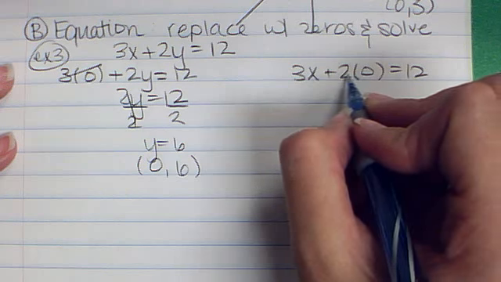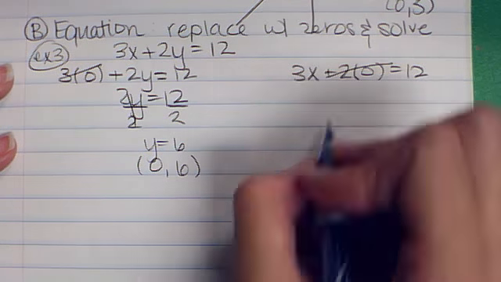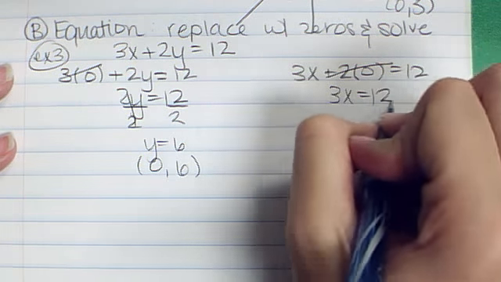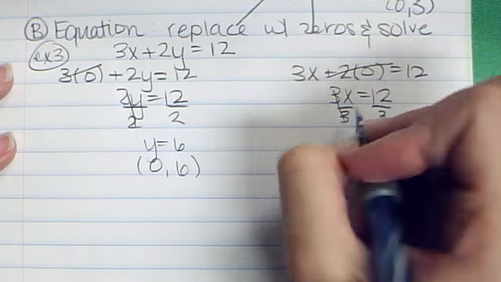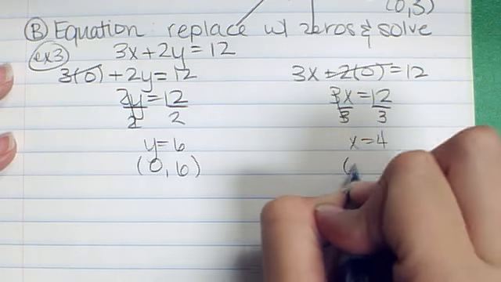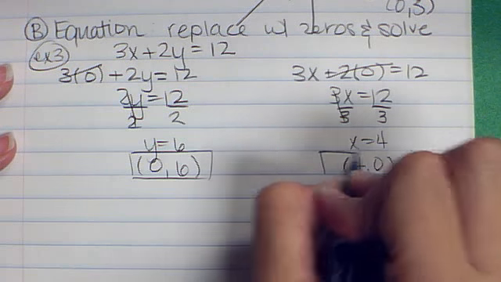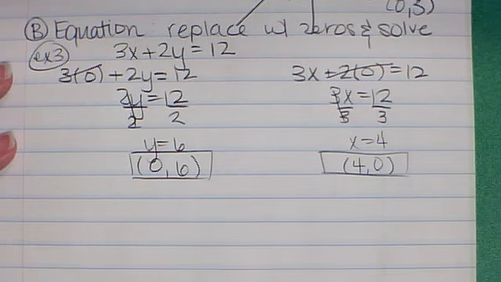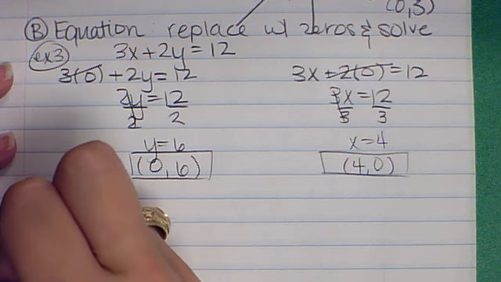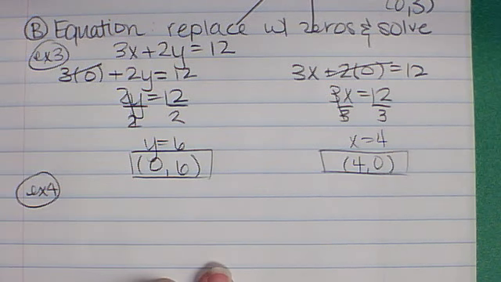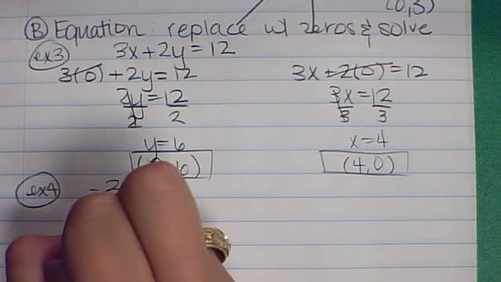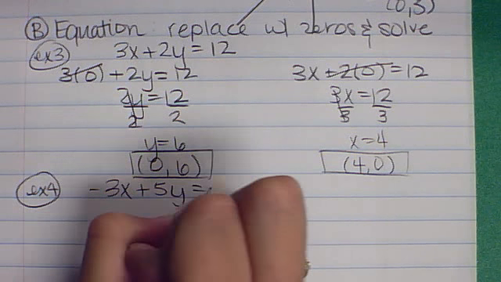On this one, I have 2 times 0, which is 0, so that one goes away. And I have 3x equals 12. Divide both sides by 3, and x is equal to 4. So I have the point 4, 0. And that's my x-intercept. Those are my two answers. Two more problems, one very similar to this one. Negative 3x plus 5y equals 30.